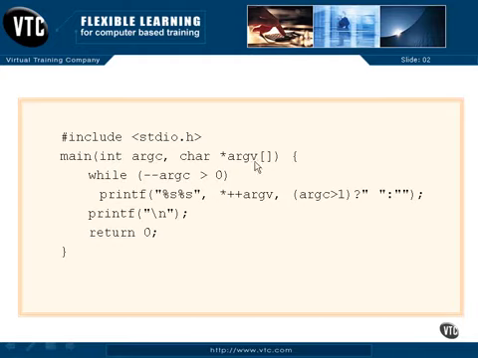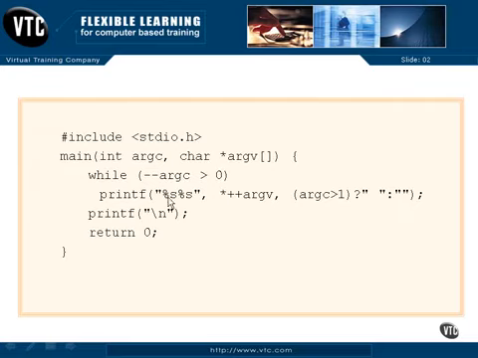You of course could call these whatever you want, but most C programmers are going to stick with this definition, this standard, and use argc and argv. C doesn't care what you call these, just that there is an integer and a character pointer array in that order. While we decrement the argument count, if that is still greater than 0, then we have something to say. We have something to print.